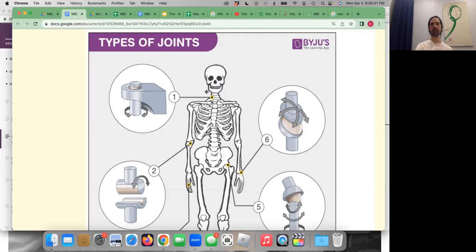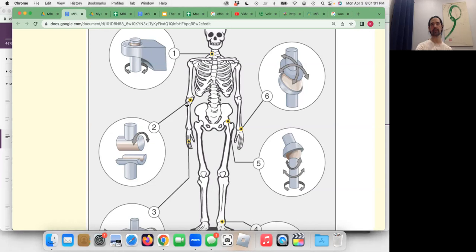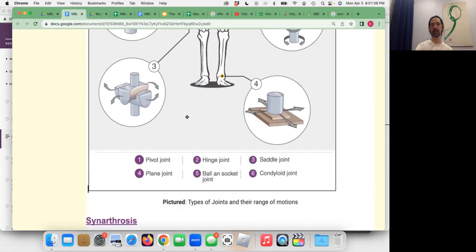A pivot joint has a central axis, and everything turns around that axis. So here, the vertebrae and the skull are turning around the axis. Another pivot joint is located at the radius, which is the lateral side. That allows the radius to turn around a central axis. The bone itself, the radius, is the central axis.